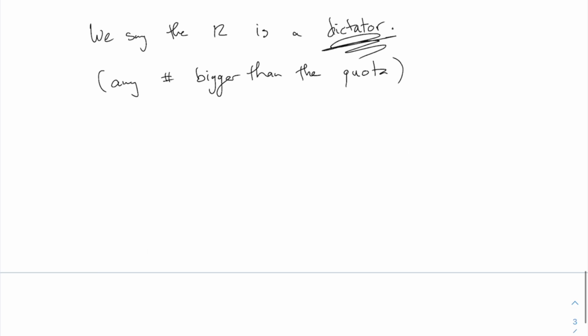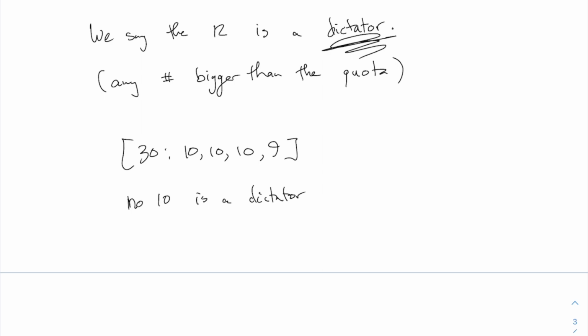For example, how about this system here? 30, 10, 10, 10, 9. Now, none of those 10s is a dictator because the 10s cannot make it to the 30 by themselves. So no 10 is a dictator. You could imagine maybe one of these 10s wants the law to pass, but the others vote no, and so it doesn't happen. So they don't always get their way, these 10s, right?